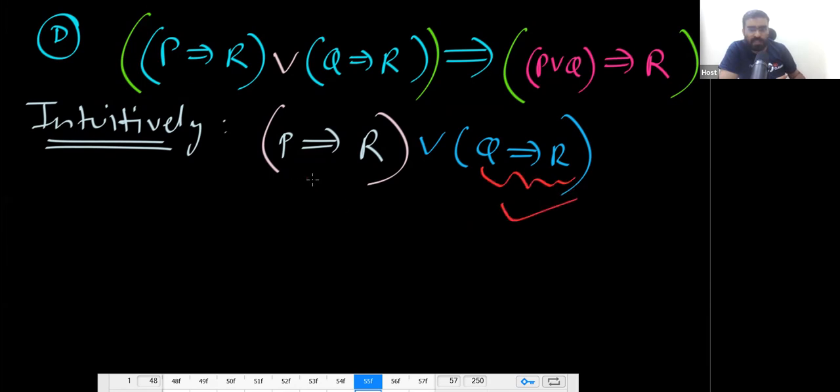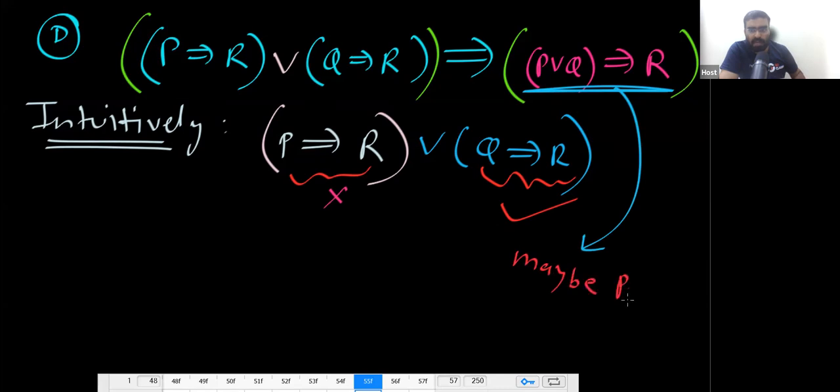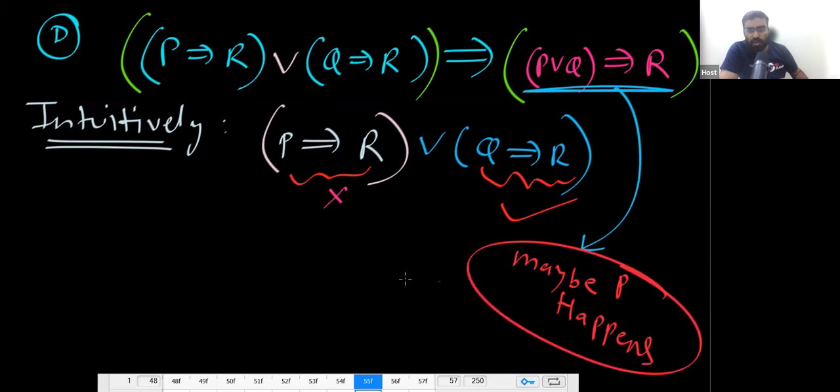Let me assume this happens and this does not happen. Let me assume Q implies R, but P does not imply R. Now you can see that if one of them happens, can you guarantee R? No, because maybe P will happen. And if P happens, then R may or may not happen.